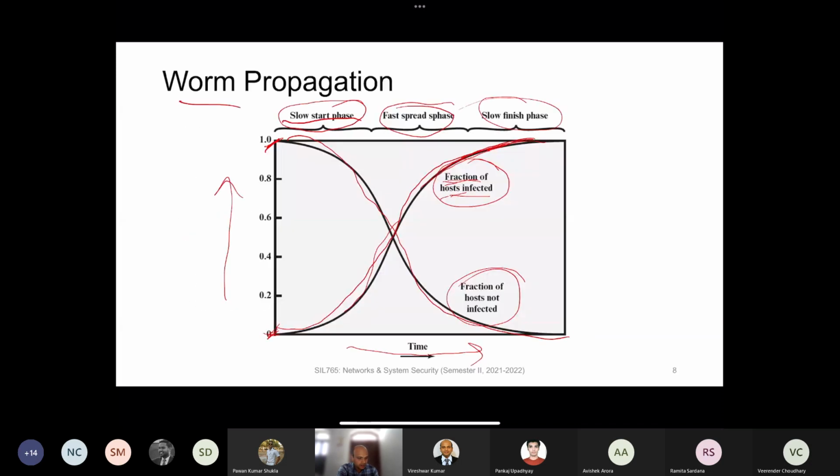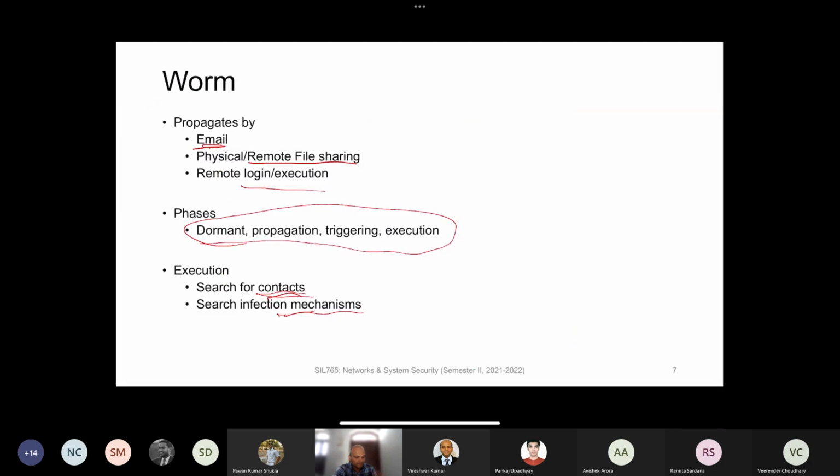Okay. Yeah. So any quick questions about this brief information about worms and how they propagate?